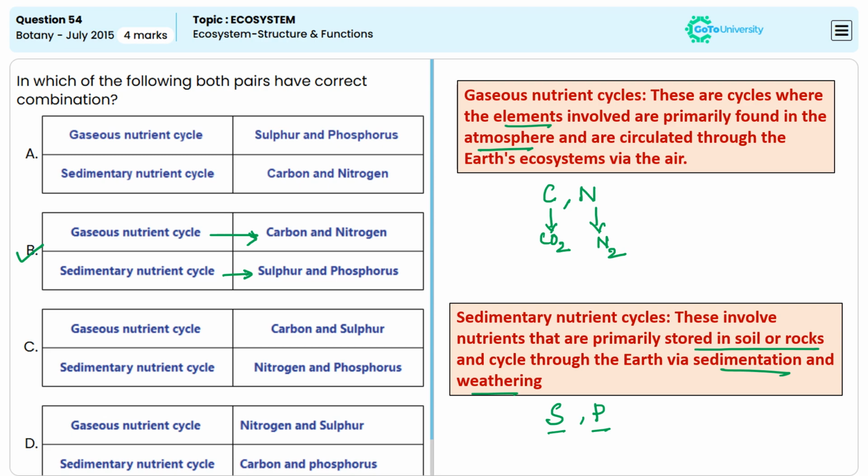So the correct answer is option B: the gaseous nutrient cycle, which consists of the carbon and nitrogen cycle, and the sedimentary nutrient cycle, which consists of the sulfur and phosphorus cycle.